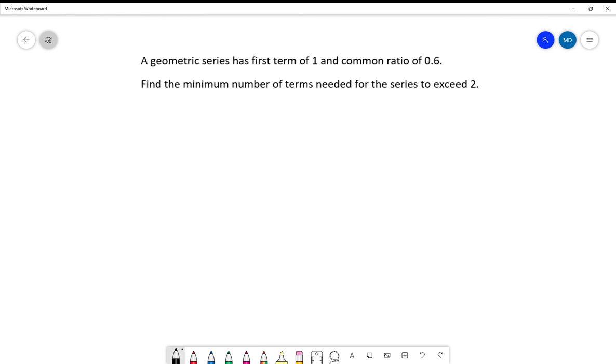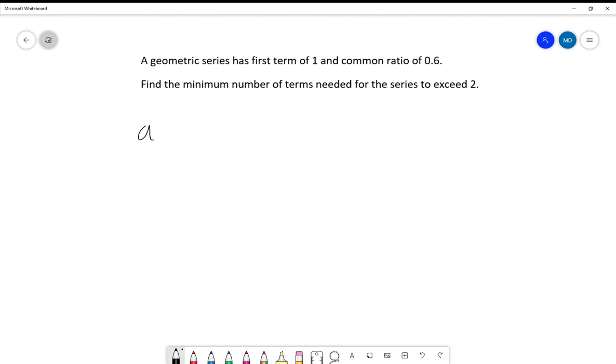Okay, geometric series has first term 1 and a common ratio of 0.6. Find the minimum terms needed for the series to exceed 2. Again, this is another one that can actually be just done by hand. You can try it out and just go, well, the first term is 1, the next term is 0.6, and then keep going until you've added them up to get above 2. But let's go through the algebraic method.